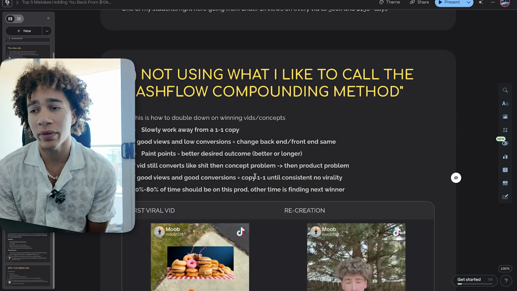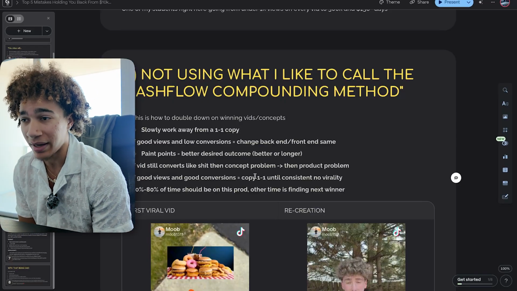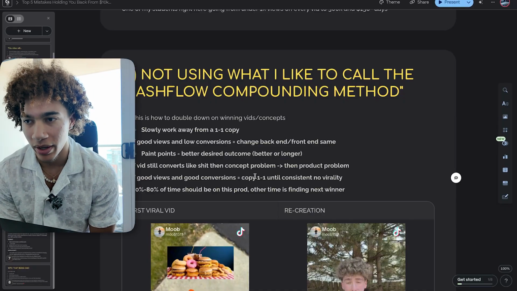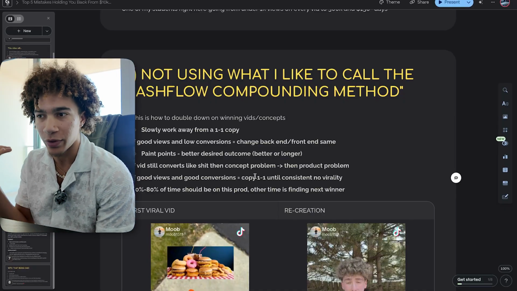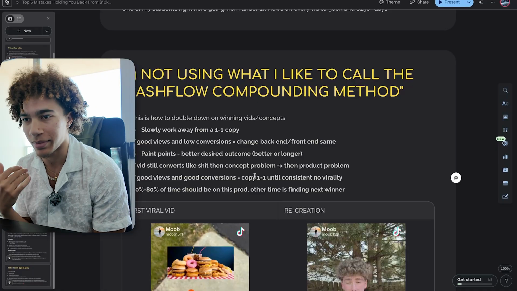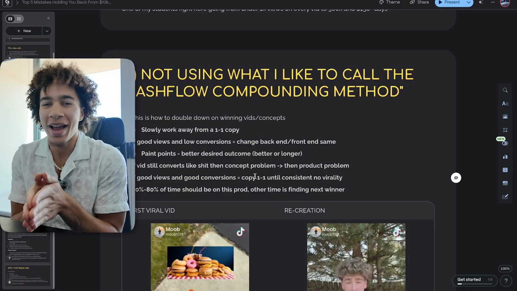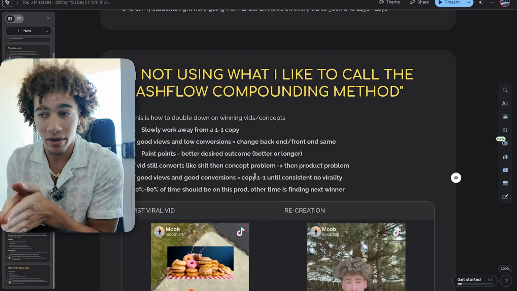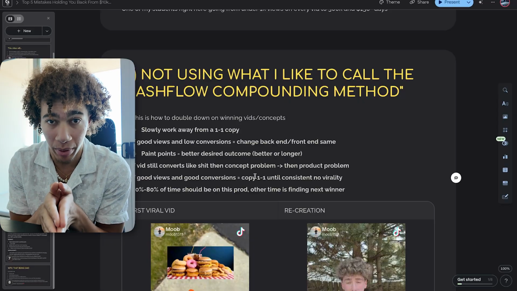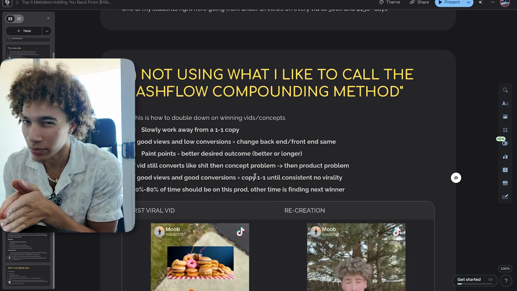And so if you get good views and low conversions, you need to change the back end and keep the front end the same, right? So good views and low conversions, this is high views and low sales, what everybody complains about, right? So you either need deeper pain points or a better desired outcome, or you need longer pain points and a longer desired outcome. You see what I'm saying?